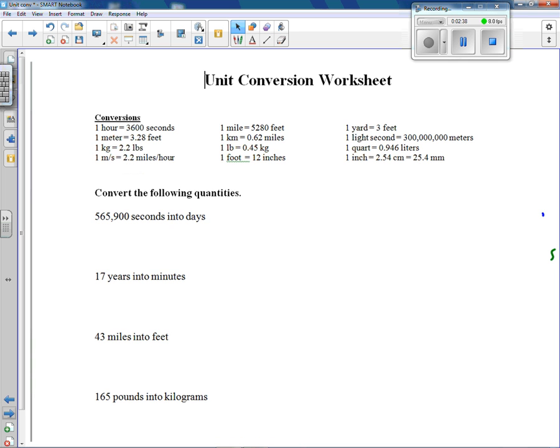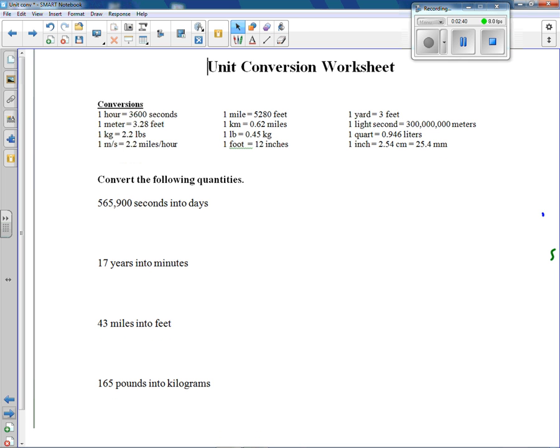So take out the worksheet if you haven't taken it out yet. Let me point a couple things out to you. At the top, we have what we call conversions, or conversion factors. Each one of these things under conversions, if written as a ratio, would equal 1. For instance, 1 foot is the same thing as 12 inches. Write it as a ratio, it's equal to 1. 1 yard is the same thing as 3 feet. Write it as a ratio, and it's equal to 1. 1 hour is the same thing as 3,600 seconds. Write it as a ratio, and it's equal to 1.